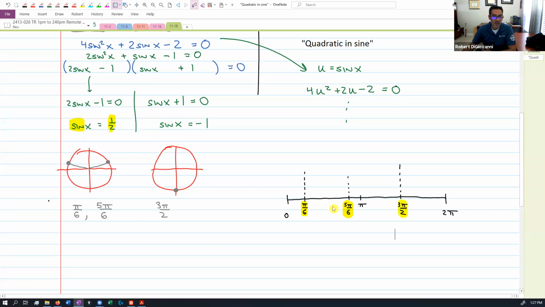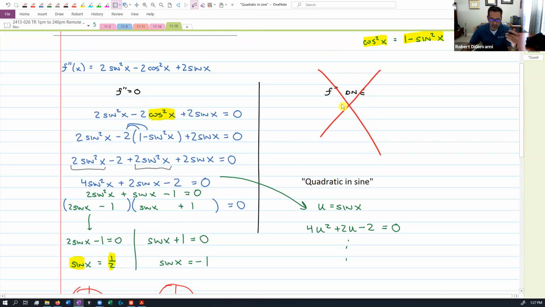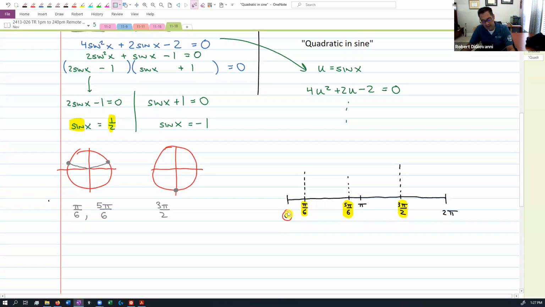And Josh, let's go with what you suggested earlier. Let's go ahead and to the left of pi over 6, let's pick 0 because it's in the domain of the original function. It's also in the domain of the derivative, because there's no problems with the second derivative. There's no issues with it. So I'm going to pick 0 as a test point.